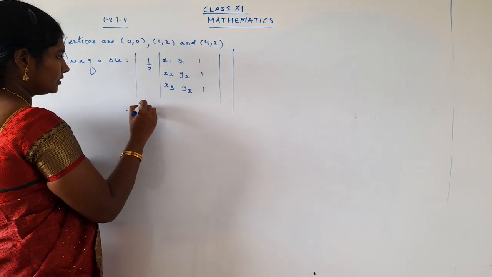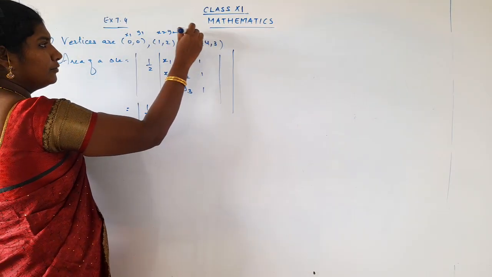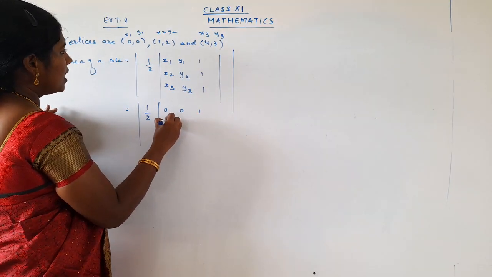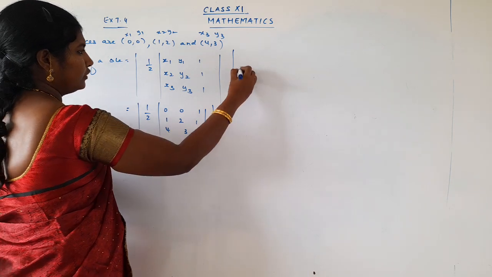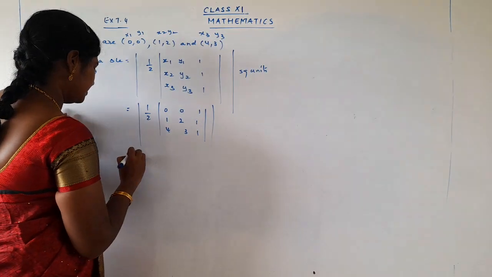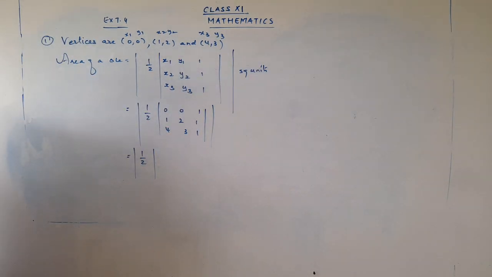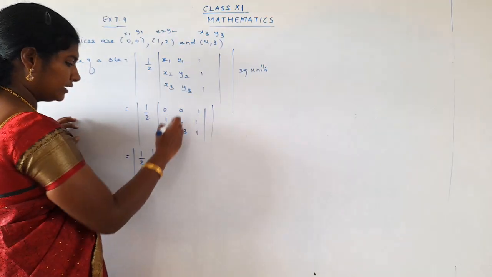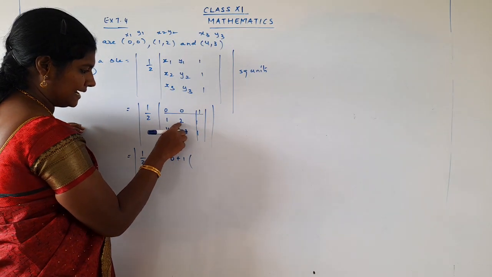So here I am just going to substitute the values. This is x1, y1, x2, y2, x3, y3. So just put the values 0, 0, 1, 1, 2, 1, 4, 3, 1, and we get the answer as square units. So this is half of the determinant. We'll go for the calculation. The first one is 0, so you get 0. Again you have 0, so you get plus 1 times 3 minus 8.